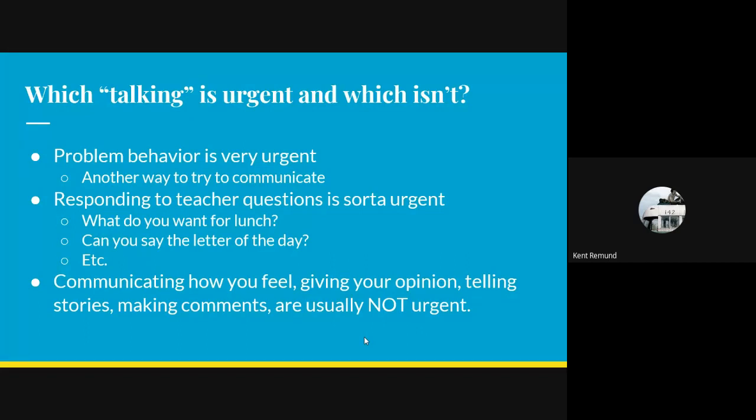But how about, how do you feel about the lunch options today? Do you want corn dog or do you want a Jell-O cup? Do you really like corn dogs? Do you really like Jell-O cup? That's more telling your opinion. Is that super urgent for us to find out right now? Probably not, right? Giving your opinion, telling stories, making comments. Those kinds of things are usually not urgent.